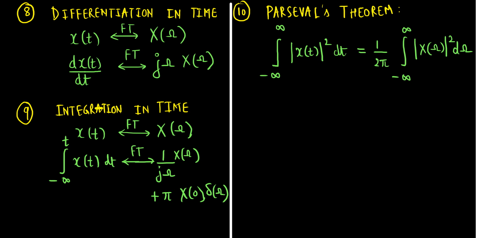These were the properties of the continuous time Fourier transform, and you can see that most of these properties are akin to the properties of the Fourier series. We'll see more on this in the next module.